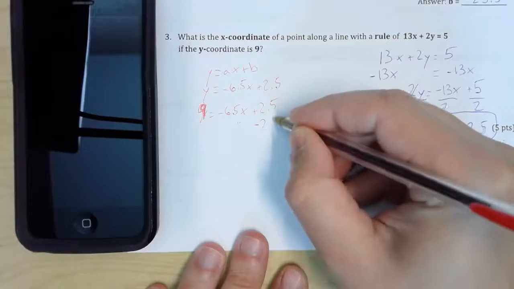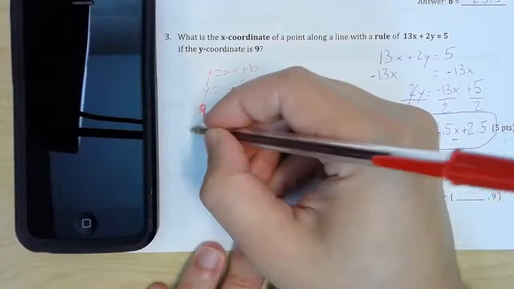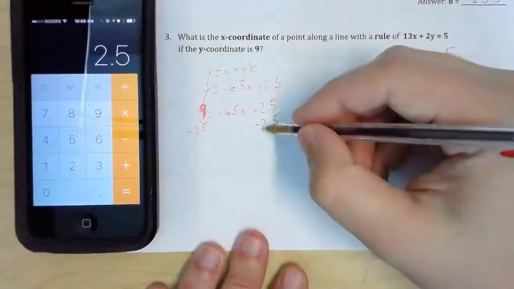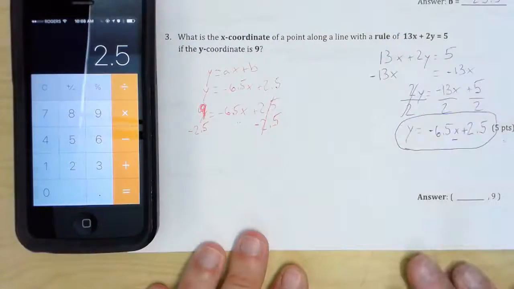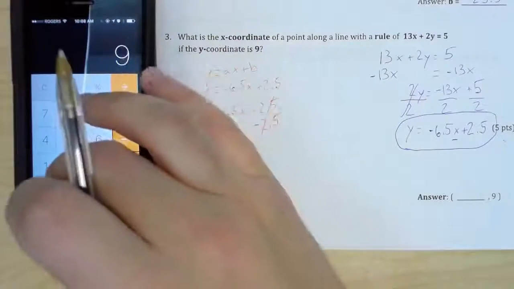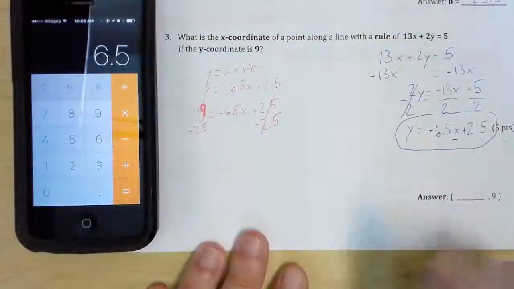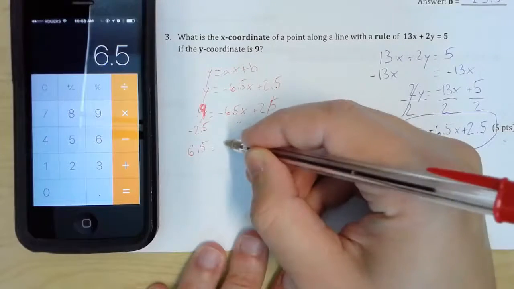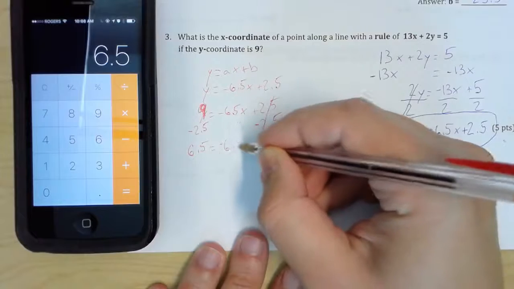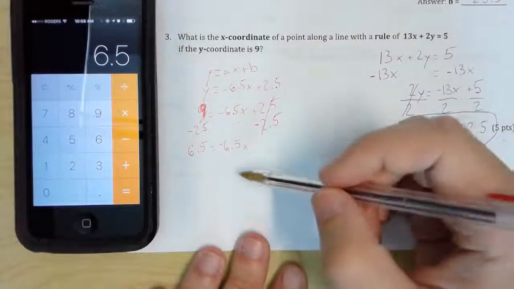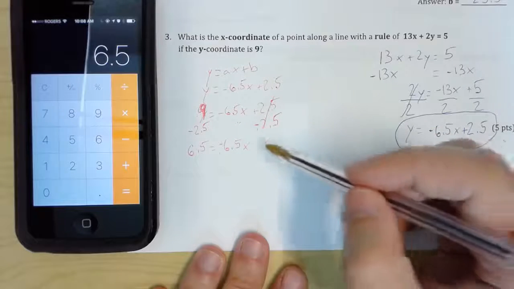So what we're going to do is subtract this by 2.5 and subtract this by 2.5. So now on the right hand side we'll be left with nothing. On the left hand side we're going to do 9 minus 2.5. And that's going to leave us with 6.5 is equal to negative 6.5x. Okay? So now we're just left with these two numbers.